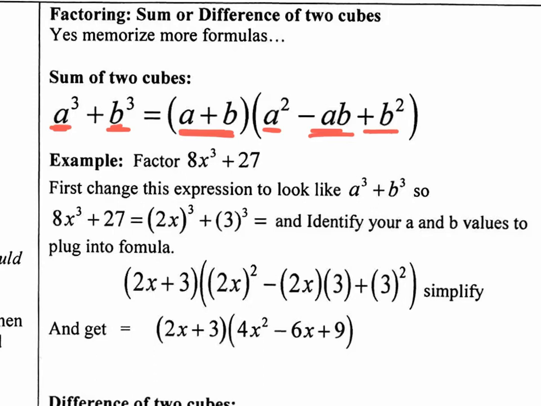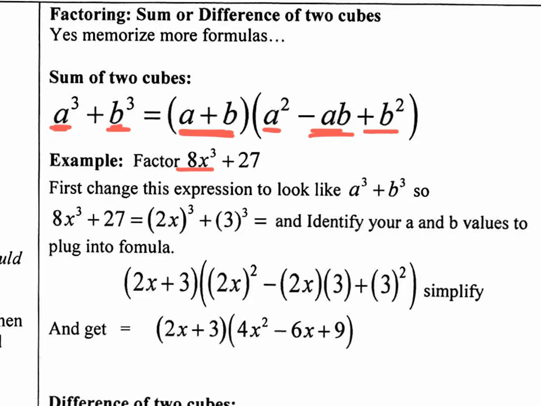It says factor 8x to the third plus 27. So what we need to be able to do first is take the cube root of 8x to the third, because that's the only way we're going to be able to change this into just a. And what is the cube root of 8x to the third? It is 2x. So if you rewrite your 8x to the third as (2x) to the third, and the 27 as (3) to the third, then you'll be able to set it up so you could identify and clearly see a and b.